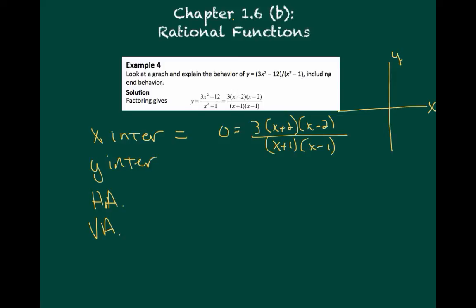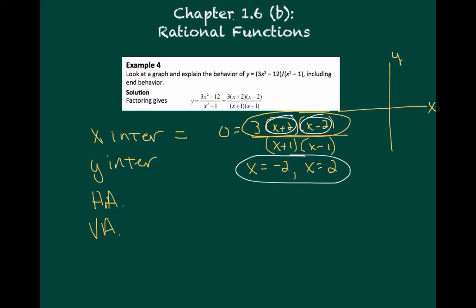Now think about it. If this function is 0 here, that has to be the values where the numerator is equal to 0. That's going to happen when x equals negative 2 or when x equals positive 2, which would make these two factors equal to 0 when we plug in either of those two x values. So the x-intercepts are going to be at negative 2 and positive 2.